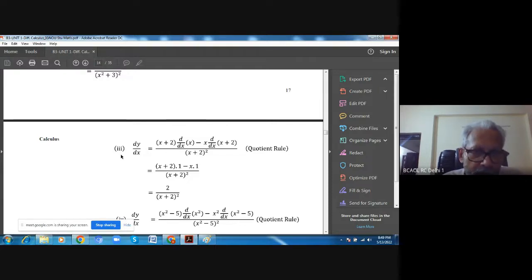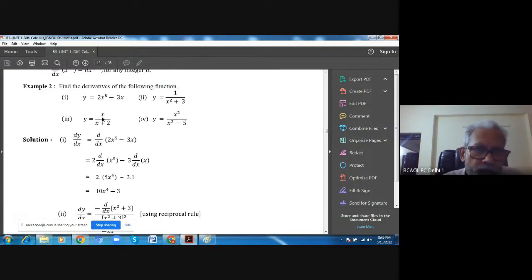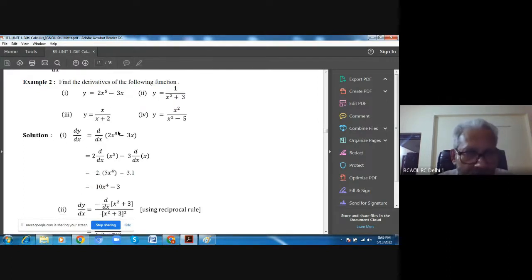This is case number 3. Case 3 is given. So y is equal to x divided by x plus 2. Just remember it: x divided by x plus 2. Y is given, so now we have to take the derivative. You see here it is the ratio, meaning quotient type, ratio type. It is not a subtraction or addition. No, so the rule is different. What is the rule? Let's see.